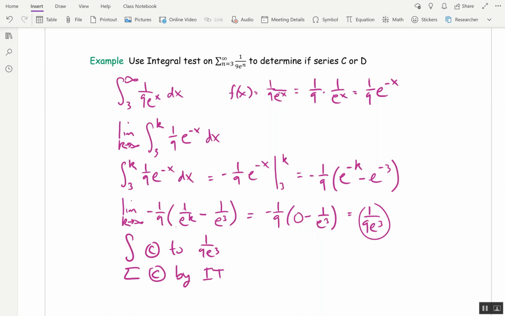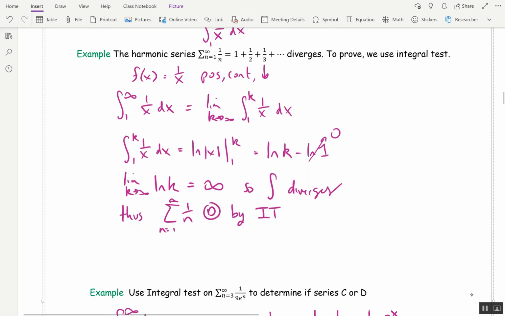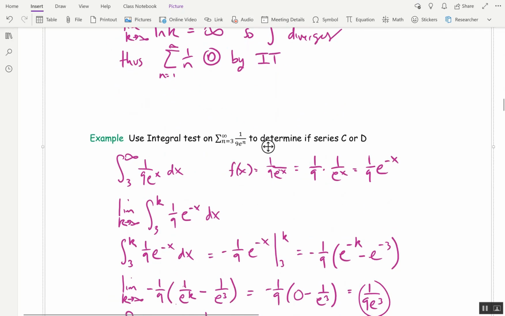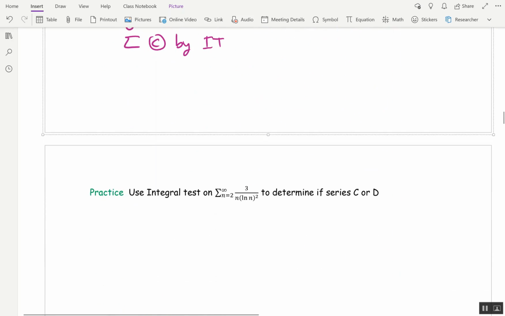So I did an example of each one on purpose to show you that the integral test can be used to show something either diverges or converges. It all depends on what the integral does. Okay, so now here's a practice problem for you. You should pause the video and do it out. I have the answer at the end, so I'm not going to go through it on this video.